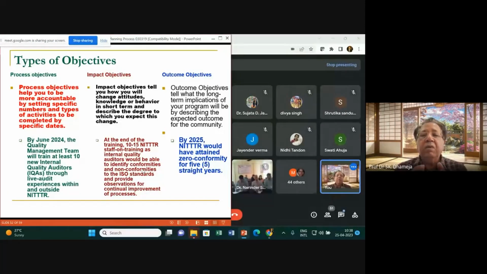You know what is an outcome and what is an output? Output is immediate. Like you do a 4 years BTech program and you expect the students to know certain things at the end of that BTech program. Once they accomplish that, these are like output. Outcome is a little long term. After 5 years, 6 years, what do you expect them to do in the next 5 to 6? That is outcome basically. So like by 2025, NITTTR would have attained zero non-conformity for 5 straight years.